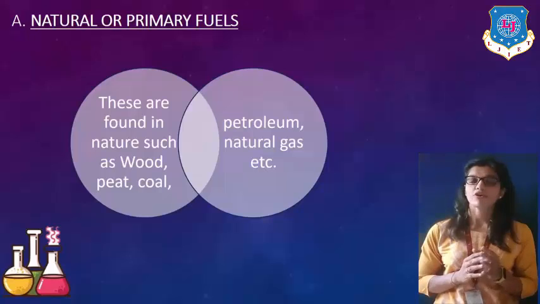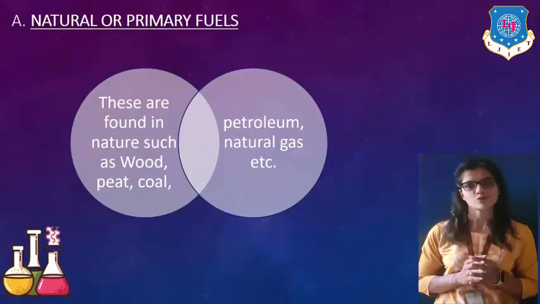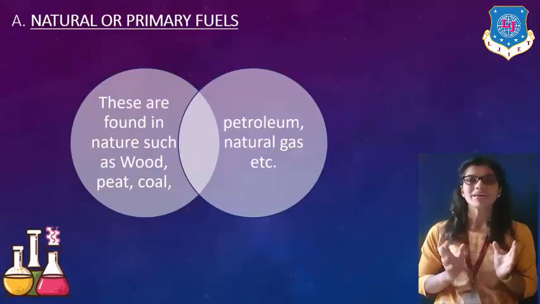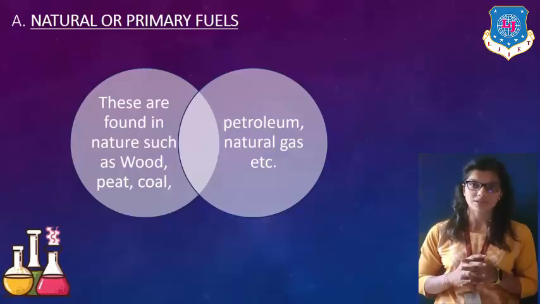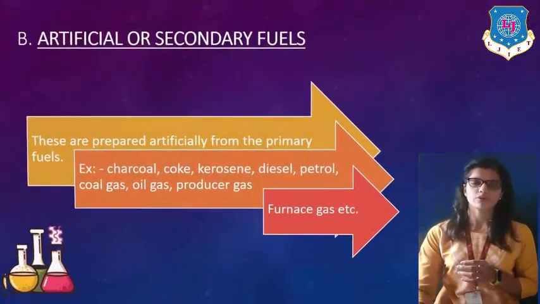We can take an example of petroleum gases. We can take an example of natural gases also. These are the things which are available naturally or which occur naturally. We need not make them. We need not manufacture them. This is the meaning of natural or primary fuel.